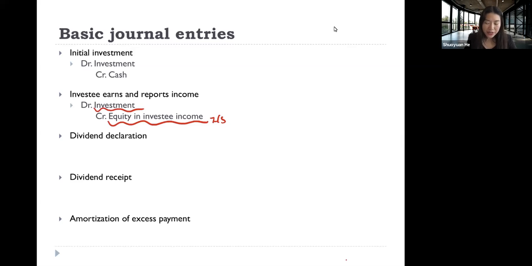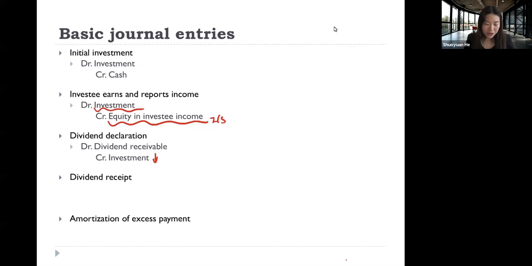The third journal entry here is when the investee declares dividend. The journal entry for the investor here is to debit dividend receivable, credit investment account. So as we mentioned before, here the investor is using its investment account to mirror the change in the shareholders' equity account of the investee. When the investee declares dividend, its shareholders' equity account will decrease, and the investor will decrease its investment account at the same time.